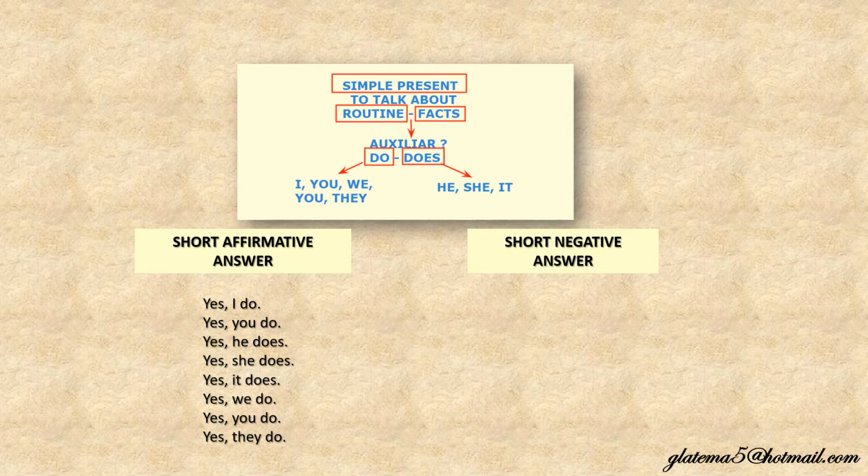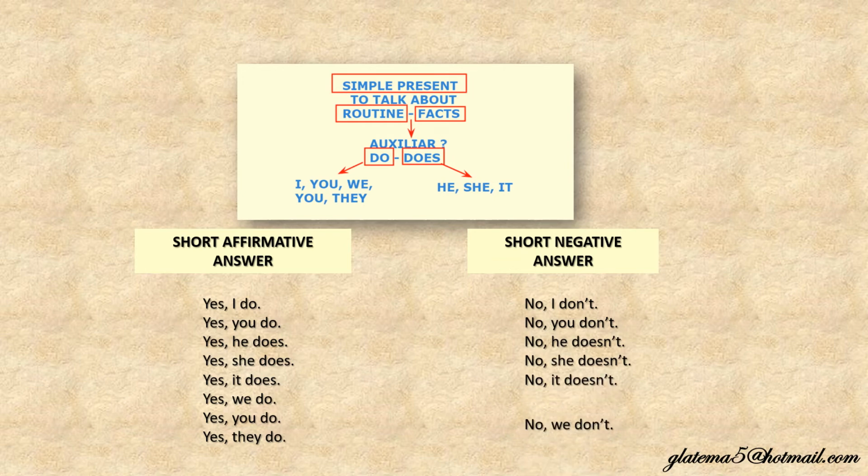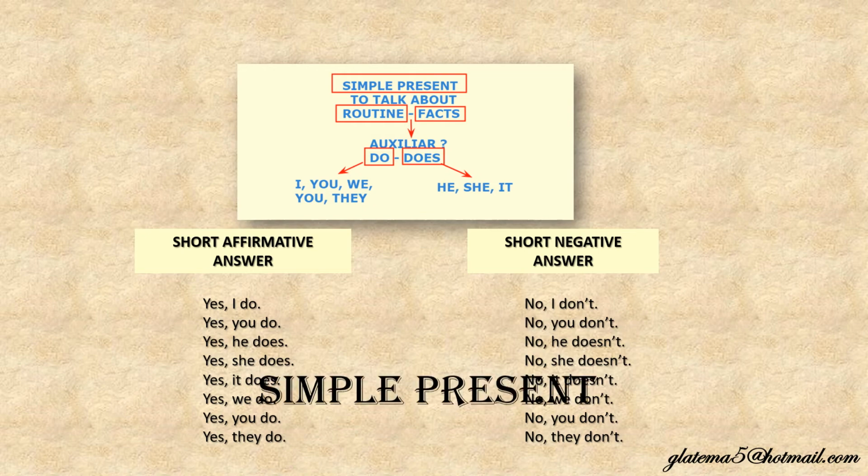And then we have the short negative answer, which, as you can see, is formed with the subject and the auxiliary in negative form. Remember that after yes or no, we have to put a comma. No, I don't. No, you don't. No, he doesn't. No, she doesn't. No, it doesn't. No, we don't. No, you don't. No, they don't.